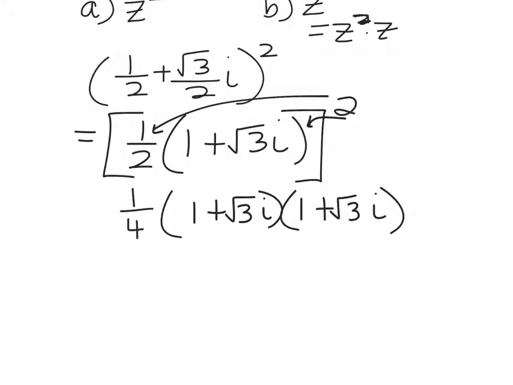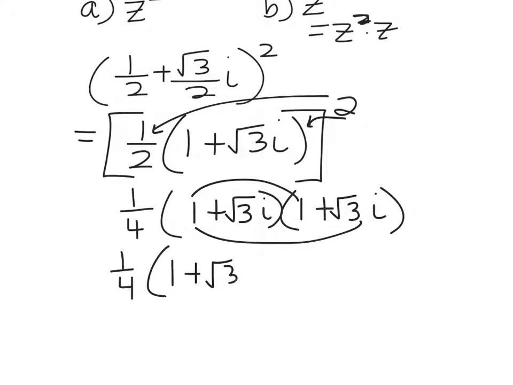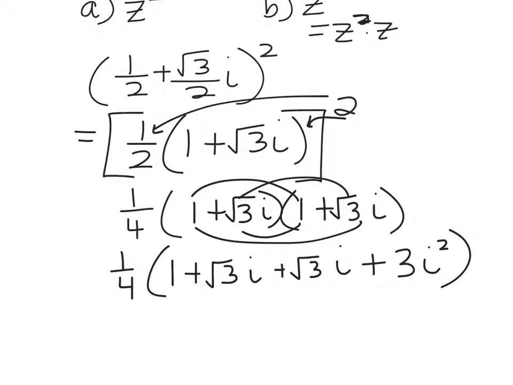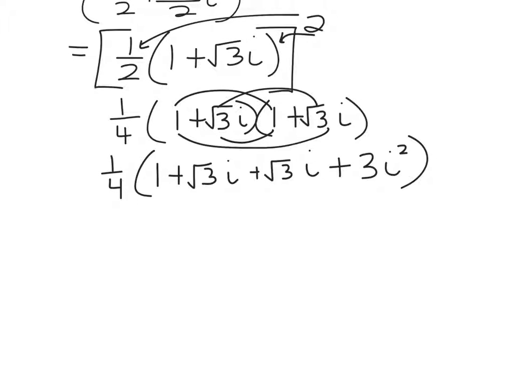So leave the 1/4 out of this mess, and we'll go ahead and FOIL this out. I have 1 times 1 is 1. 1 times √3 i is √3 i. The middle term, 1 times √3 i, is √3 i. And then my last term, what's √3 times √3? 3. And i times i is i squared. So far, so good? You all followed that pretty good? Okay. So now let's simplify.